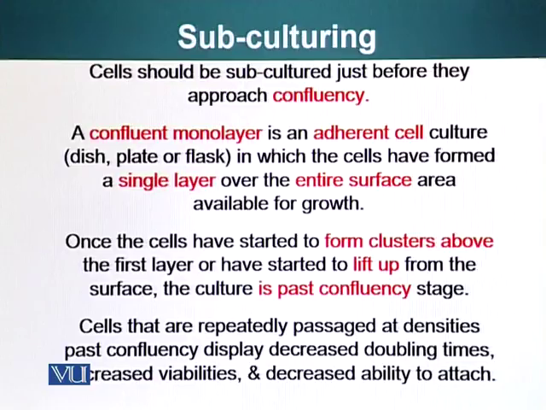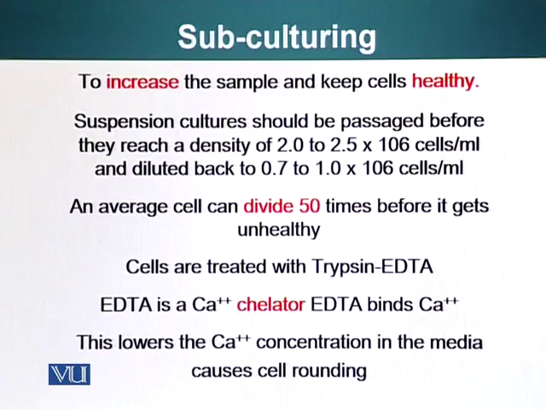Cells that have repeatedly been passaged at densities past confluency display decreased doubling times, so they're slower to divide, decreased viabilities, they start to die off, and decreased ability to attach to a substrate. So make sure that your cells are passaged regularly in order to keep them viable and healthy. To increase the sample, we can also subculture.